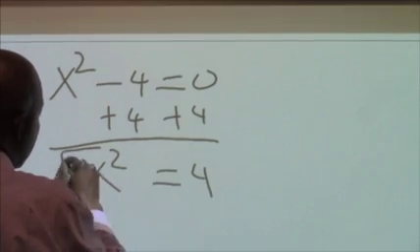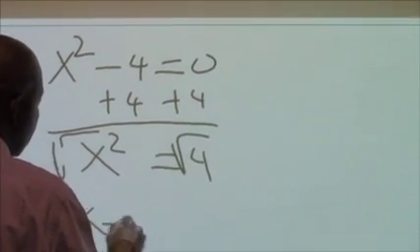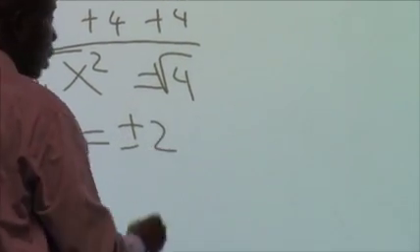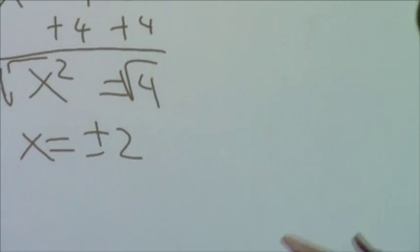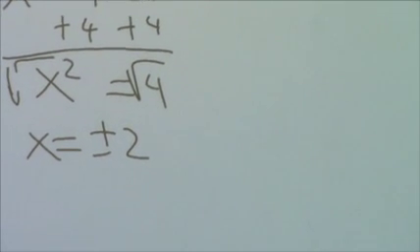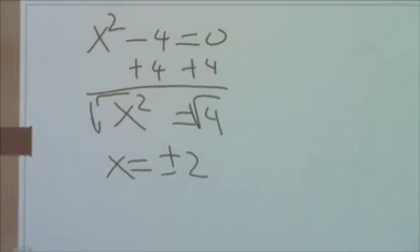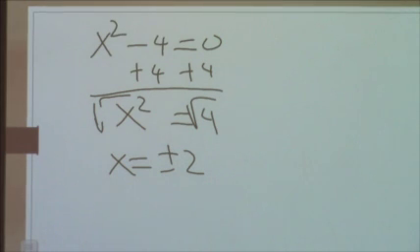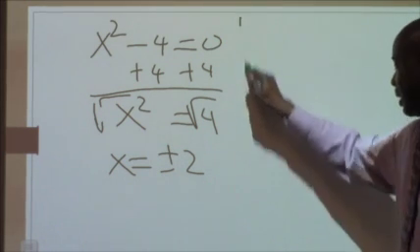Take the square root. Take the square root. x will be equal to plus or minus 2. So I have two possible answers, x equals 2 and x equals negative 2. I must go back and test them to see if they work or whether one of them is an extraneous solution. So now I must test.